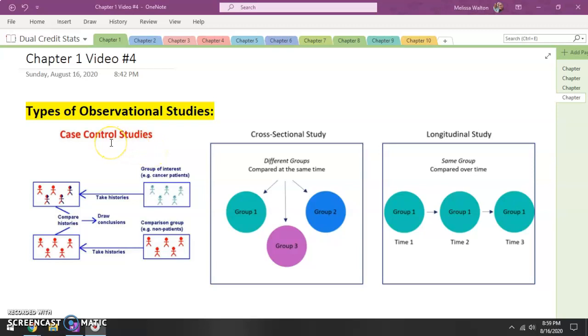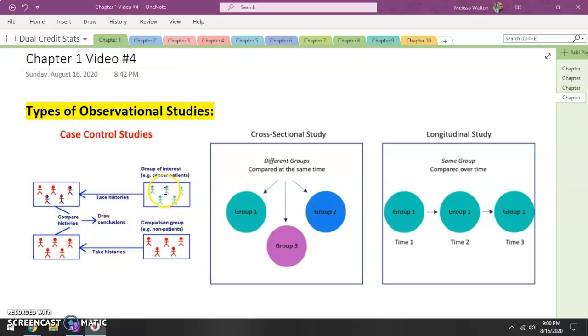First off, case control studies are often found in epidemiology when you're looking for patient histories, particularly with medicine. So let's go ahead and take a look here. So with a case control study, we have a group sample, and in this case, these are cancer patients. That is our group of interest. And then we are comparing that to a control group, our comparison group that are non-patients. And looking at this, you're going to take the medical histories of both of the groups. You're going to compare the histories and then finally draw conclusions.